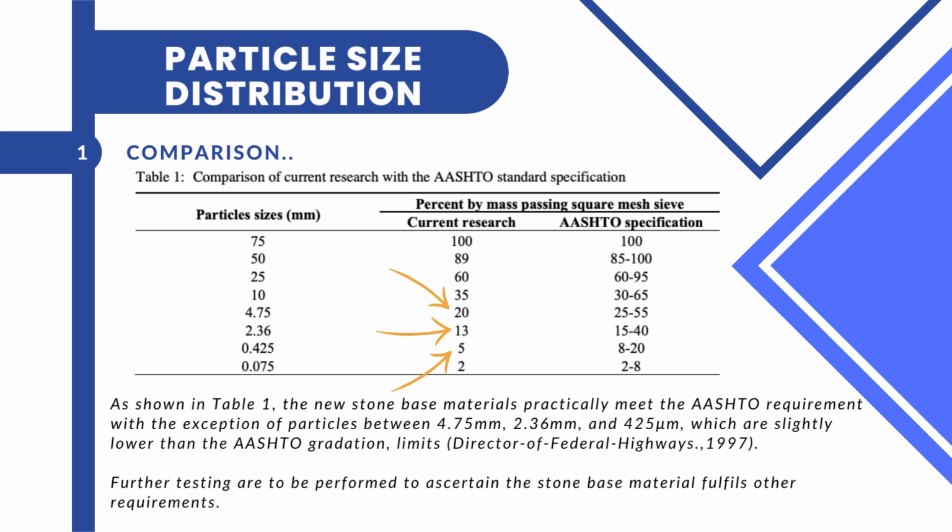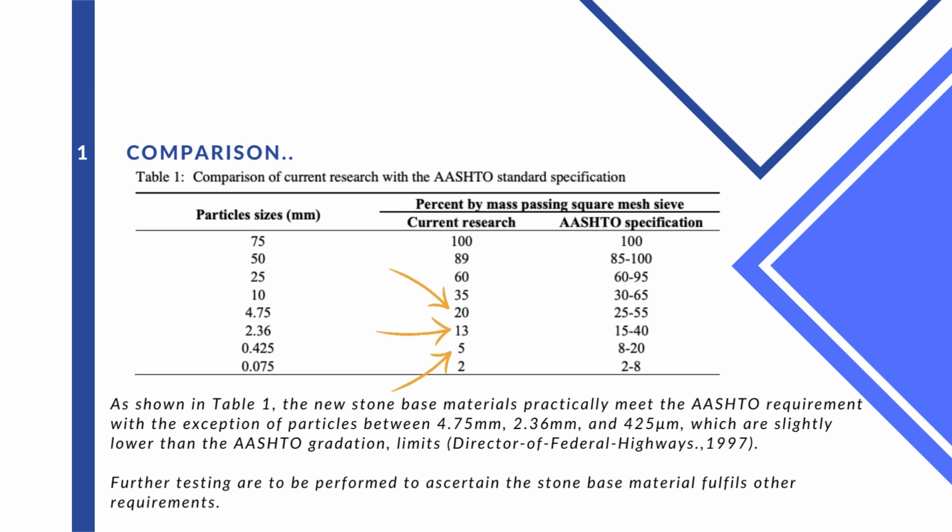which are part of the range where it is supposed to be within 25 to 55, but we get 20. This one also gets lesser, which is 13, and the last one also gets lesser, 5. So what we can see here is the new stone-based material meets the specification except for the three mentioned just now, which are quite lower. Further testing is to be performed to ascertain that this material fulfills other requirements.